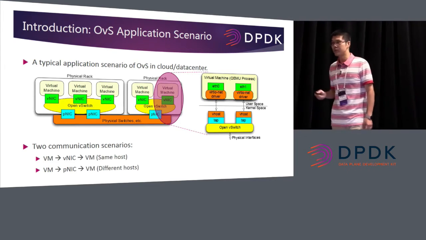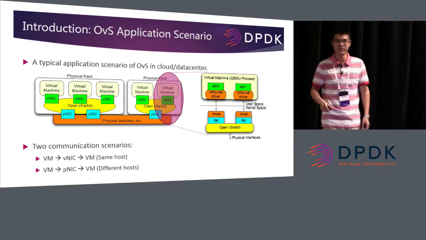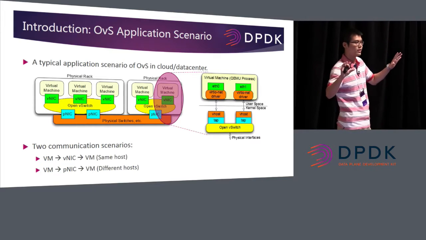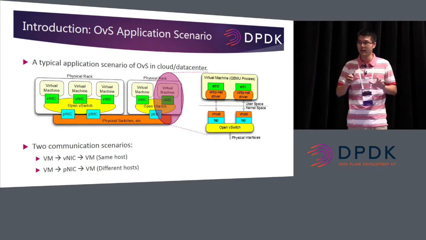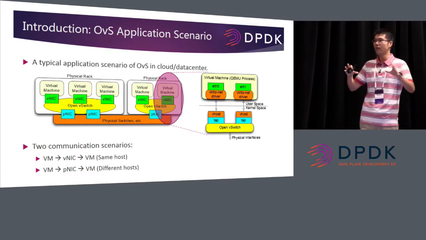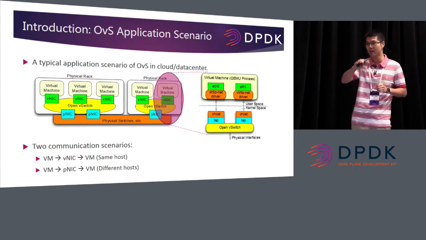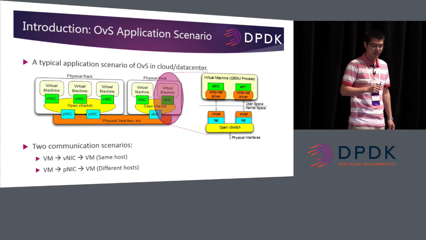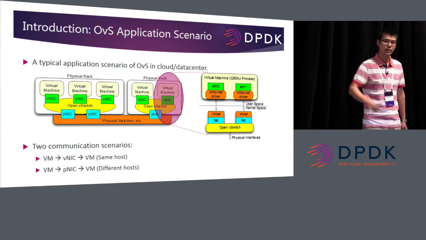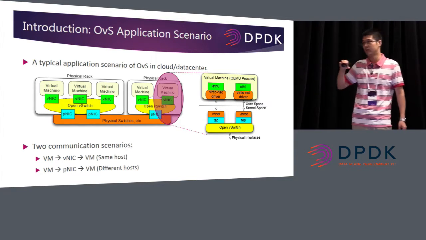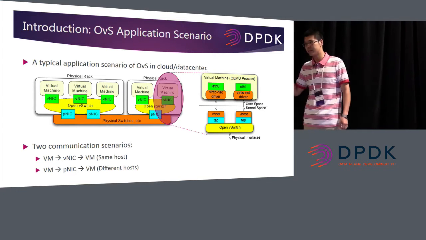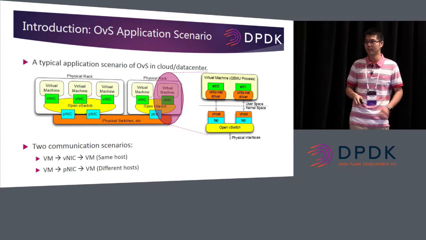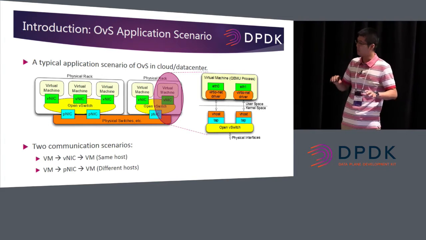We can observe two basic communication scenarios from this diagram. The first one is if two virtual machines are trying to communicate with each other, they can go within one physical rack, that is the first case, VM to vNIC to virtual machine, or in another case, they can go out of this hardware to another hardware, that is VM to physical NIC to another virtual machine. We will talk more about these two scenarios in our evaluation. Basically, our test environment is built upon this.